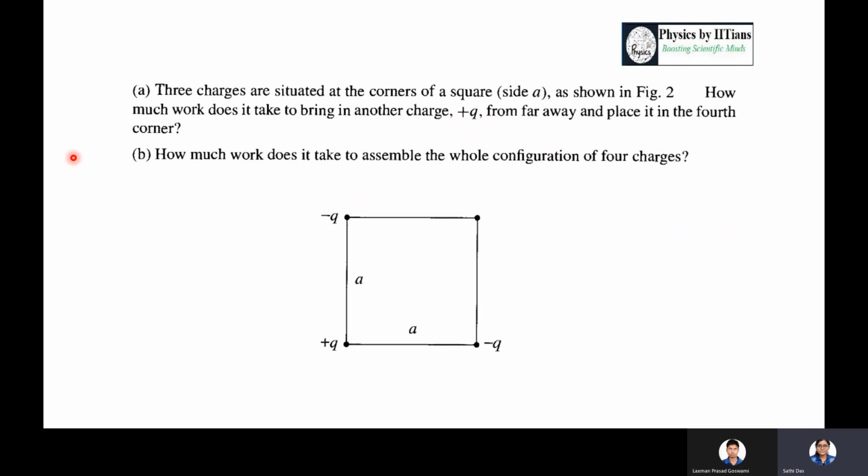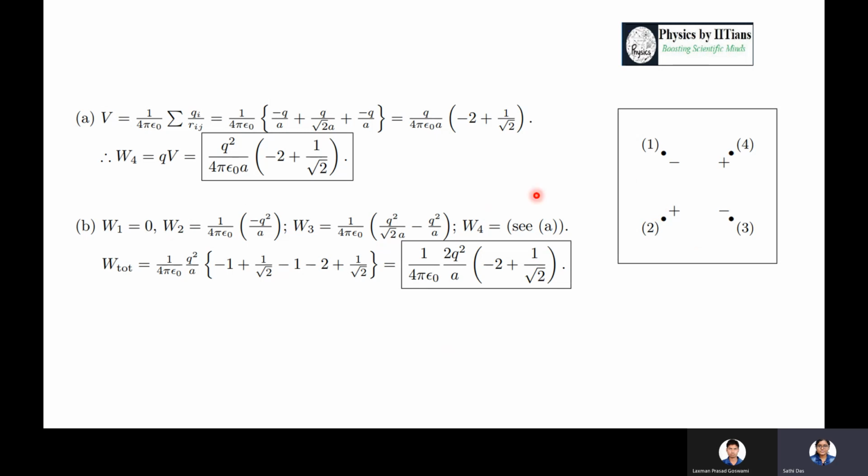Now there is another question, part B: how much work does it take to assemble the whole configuration of 4 charges? I was first telling that answer earlier, actually. So what is the question? How do you want to assemble this whole configuration, that is minus q, plus q, minus q and plus q. Okay, so how much work do you have to expend for the assembly of 4 charges? Now for the first one, suppose there were no other charges, so it will get no force or no potential, so W1 will be 0.